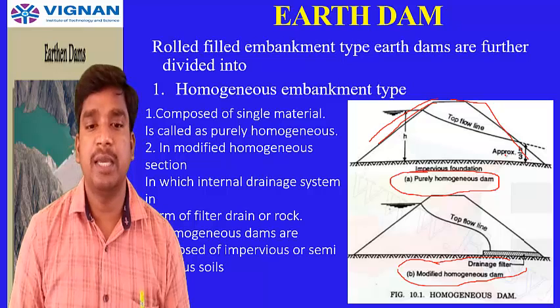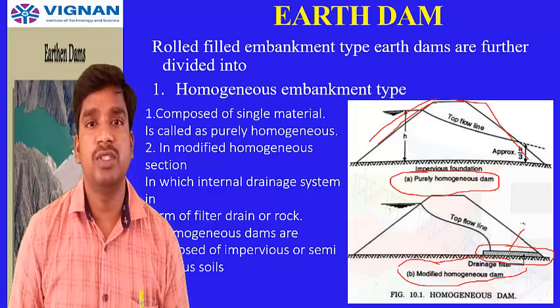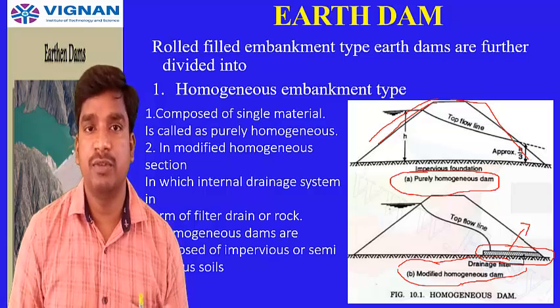Now coming to the second type, modified homogeneous. In this, for drainage purposes, they have used one more material. So this is called a modified homogeneous dam. Okay, so for the drainage purpose they have used one more material.